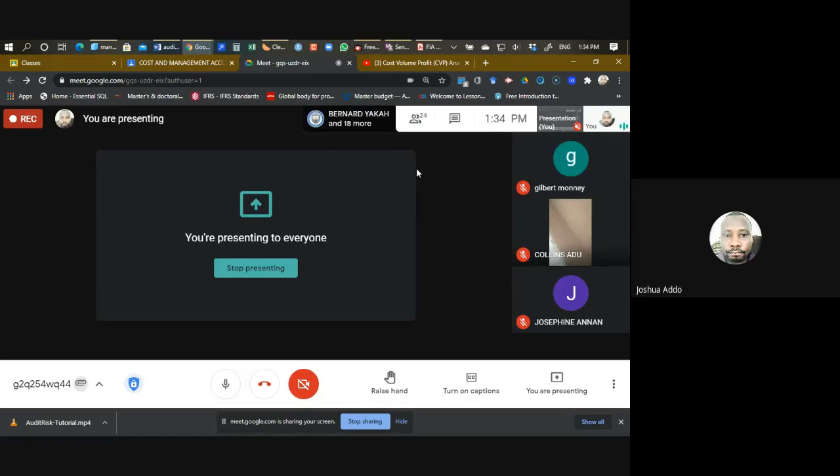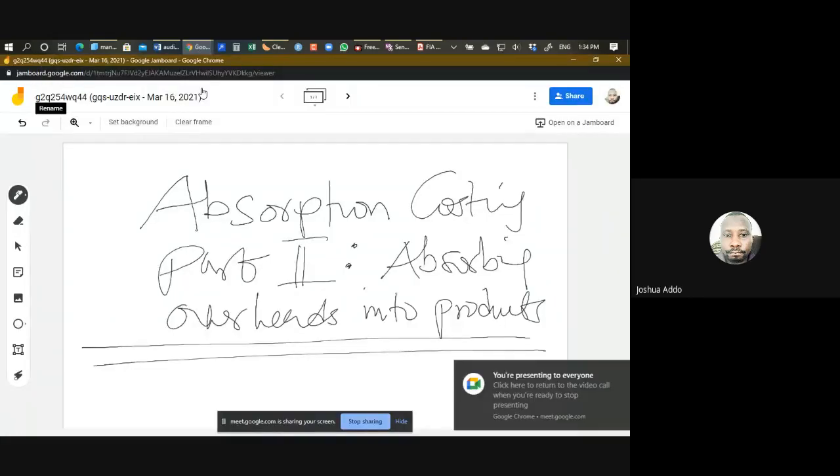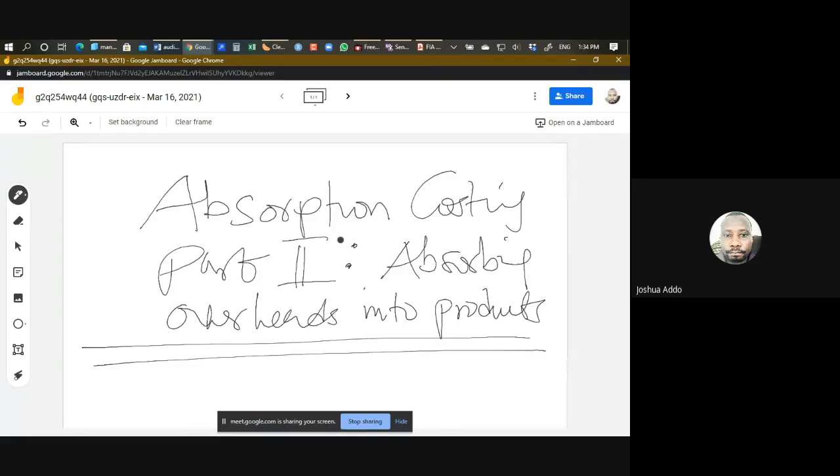So let's see what we can do for today. 24 people in class. It's good to start with, whilst we wait for the rest to join. The topic for today is actually chapter 8 of your textbook. It's just a follow-up on the previous chapter. So the whole of the two chapters are on one main subject matter, which is overheads.